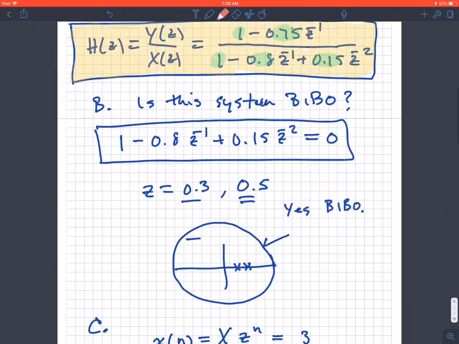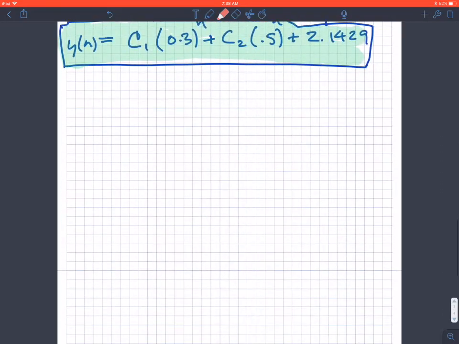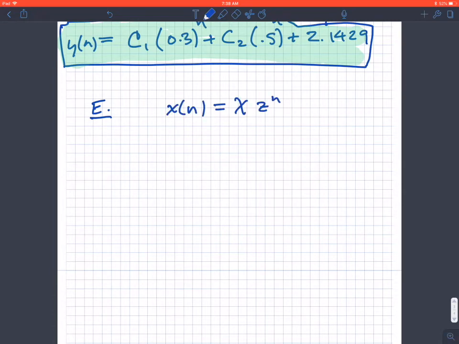All right, so what I need to do is go down and look at, this would be part E. We want x of n to be x z to the n, and we want this to look like a cosine function. We did a similar thing with Laplace where we let s equal j omega, where omega was the frequency. This time it's going to be a little different because the form for discrete transforms is different than for Laplace transforms. Okay, so here we go, let's move forward.